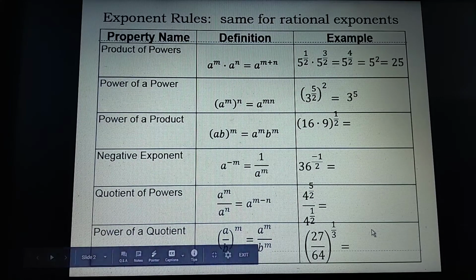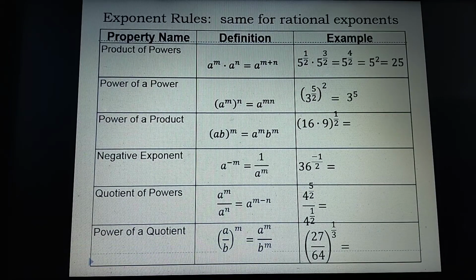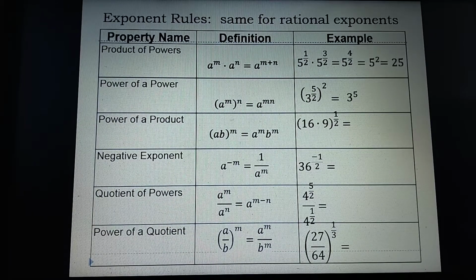Now you go over to your perfect squares and other paper. Start at 3 on the left. Go all the way over to the right under the x to the 5th column. And it tells you that 3 to the 5th equals 243.